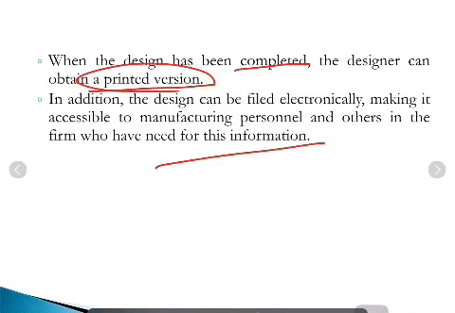So such a stage we call product and service design.